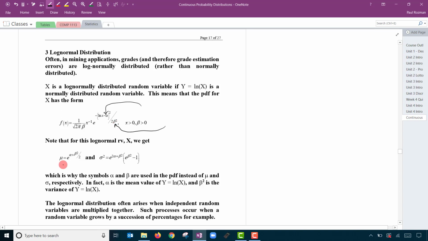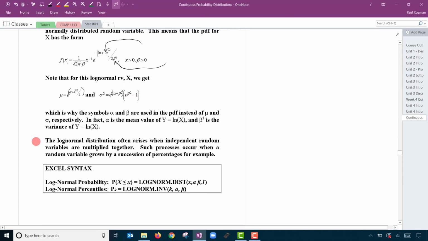We can then get the mean of the original distribution. Doing some algebra, we can state the mean of x in terms of an exponential function. It's e raised to the alpha plus beta squared over 2. That's like all in brackets like that. It's e raised to all of that. And the variance is e raised to the 2 alpha plus beta squared, in brackets like that, multiplied by e to the beta squared minus 1.